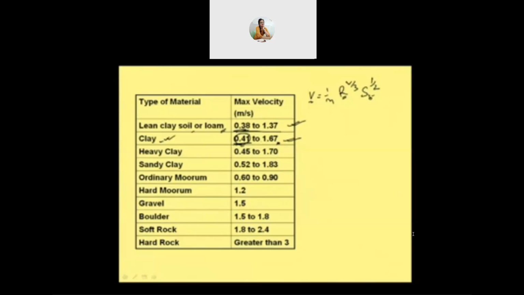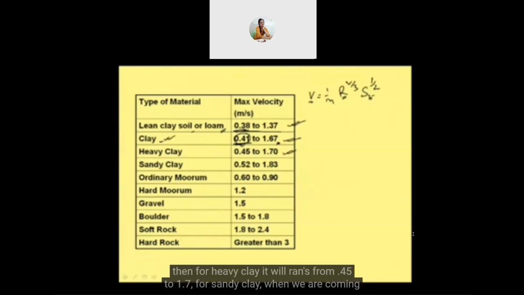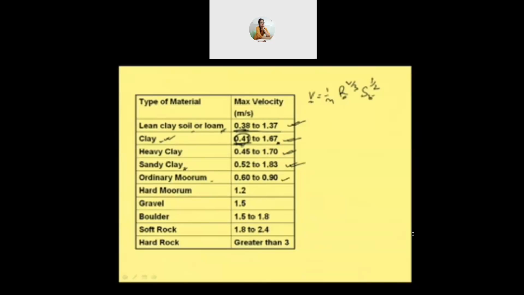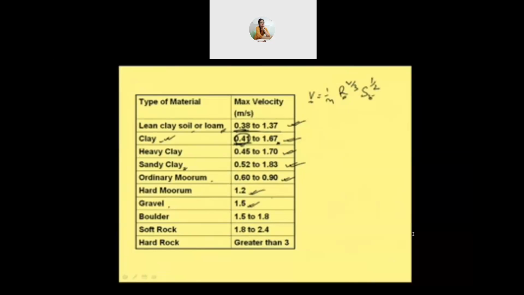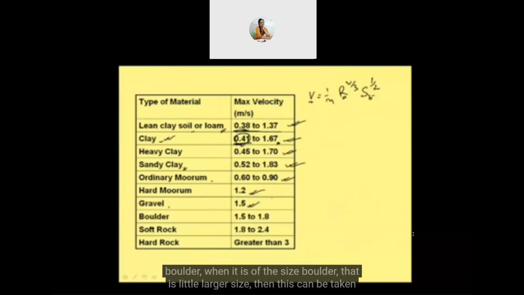Well, then for heavy clay, it will range from 0.45 to 1.7. For sandy clay, it ranges from 0.52 to 1.83. Then muram goes from 0.6 to 0.9. Here the range is a little less, and we can use it more confidently. For hard muram, in fact, it is giving us 1.2, more confident. Then gravel is giving us 1.5 meter per second. Boulder, when it is of a little larger size, can be taken up to 1.8. Soft rock, 1.8 to 2.4 meter per second.